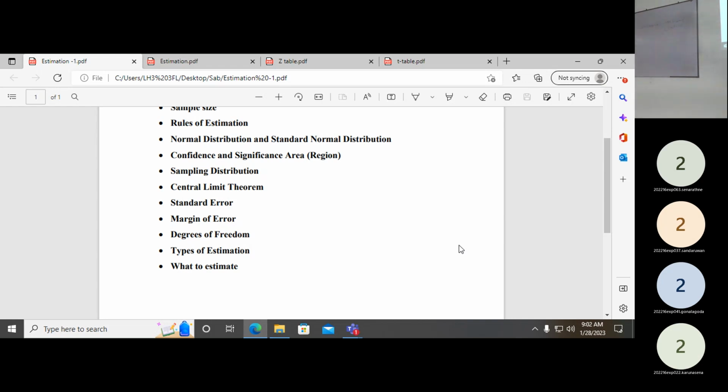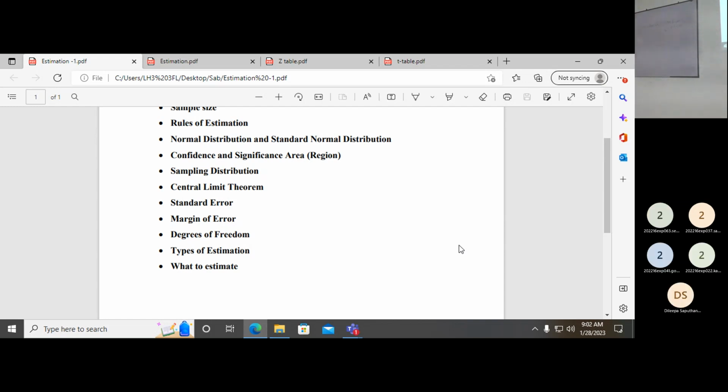Confidence or significance means, at the beginning of the estimation, I said that we are using parameters. We want to estimate parameters using sample statistics. Statistic means the measures with regard to sample, English letters. Parameters are measures which represent population, Greek letters. Using this, we want to estimate parameters.